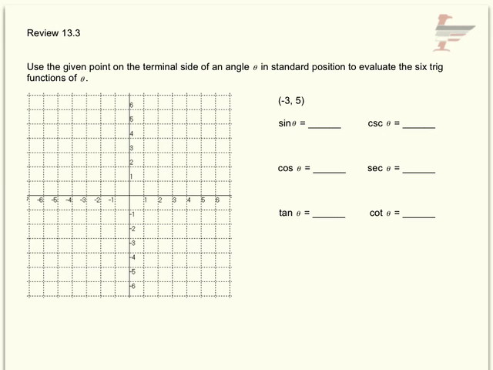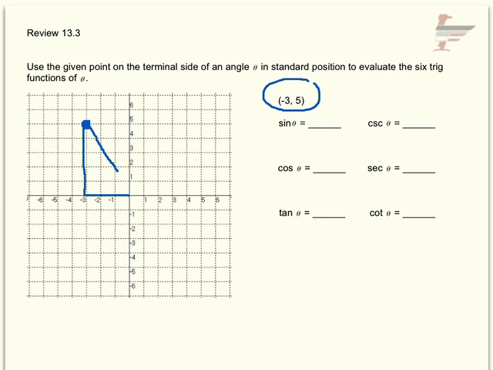Alright, this is a review for 13.3, and the problem says use the given point on the terminal side of an angle in standard position to evaluate the 6 trig functions. So my point is (-3, 5). If I go to the left 3, and up 5, I would be right here. When you draw your triangle, you literally trace the direction until you hit the point. So I go to the left 3, up 5.